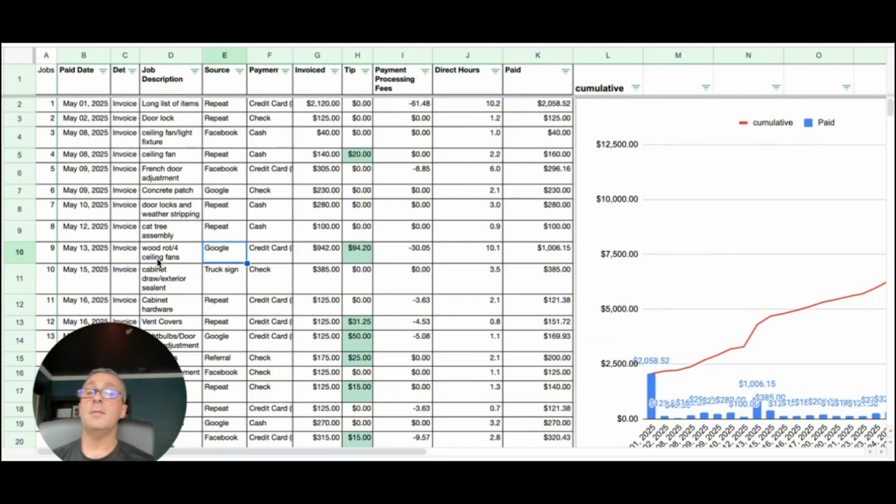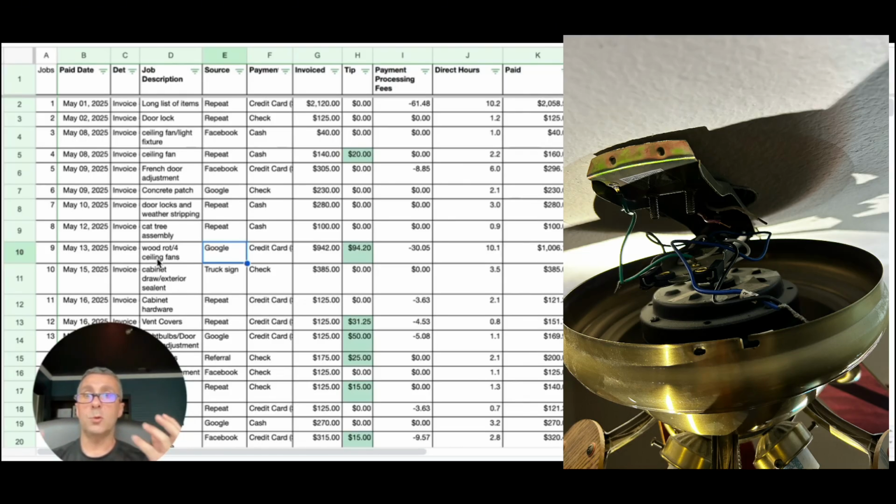They had 4 ceiling fans, which normally I'm pretty quick at, but I want to say 2 or 3 of these were old school, like bolted-in ceiling fans, high ceilings. So it took me quite a bit of time to get these fans out. Plus, there were beds in the way. So I ended up spending all in about 10 hours on this job.